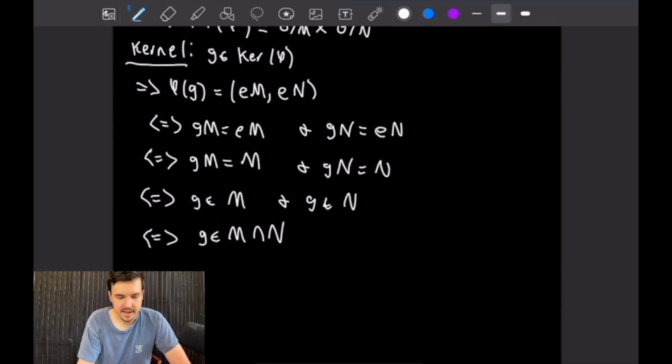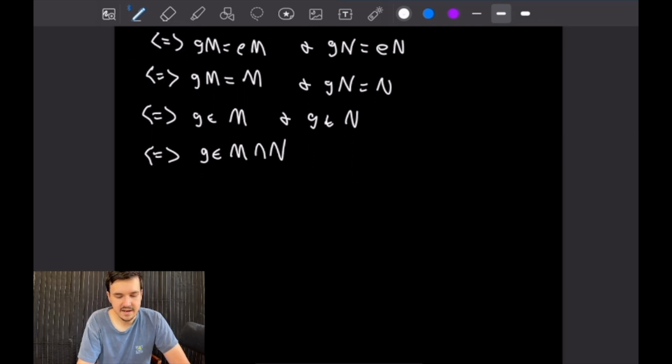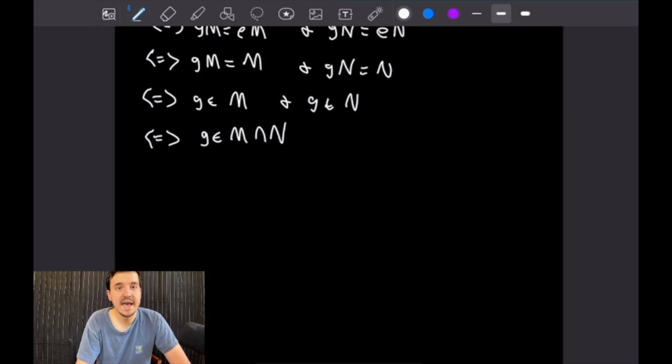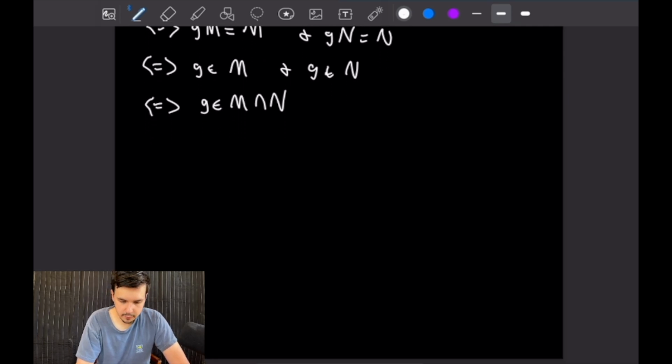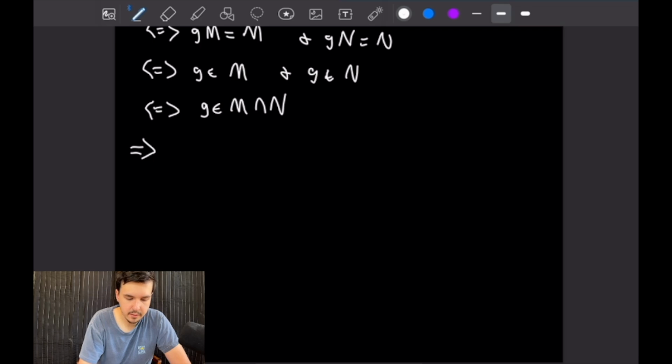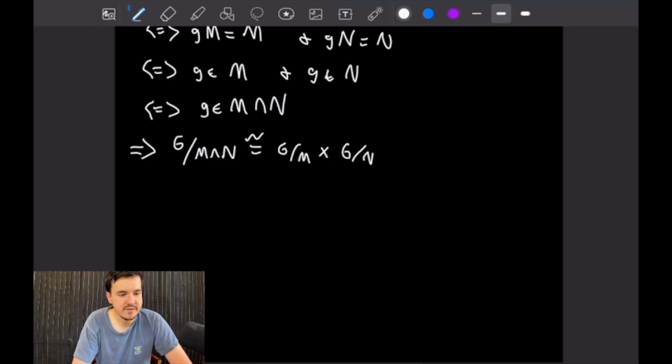So we have an arbitrary element from the kernel of phi, and we've shown that it must be in the intersection of m and n, which is exactly what we wanted to prove. So now we can apply the first isomorphism theorem of groups and see that G mod out the kernel, which is m intersect n, must be isomorphic to the group G mod m cross G mod n. Great. So that finishes this first example off.